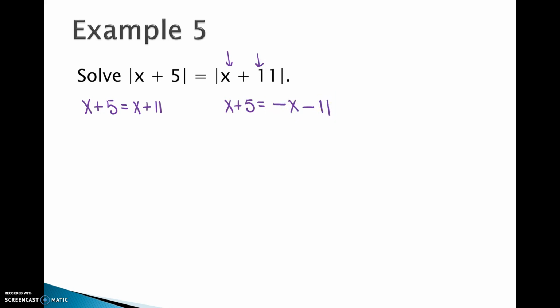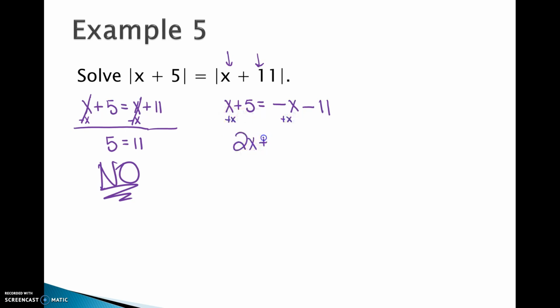Okay. Now, when I solve this first one, the x cancels on both sides, and I'm left with 5 equals 11. Does 5 equal 11? No. That portion of the problem does not give us a solution. The other side, we'd add x to both sides. We'd get 2x plus 5 equals negative 11. We'd get 2x equals negative 16, so x equals negative 8. And I hope you trust me. If you test negative 8, it works.